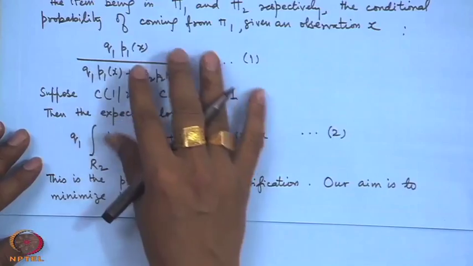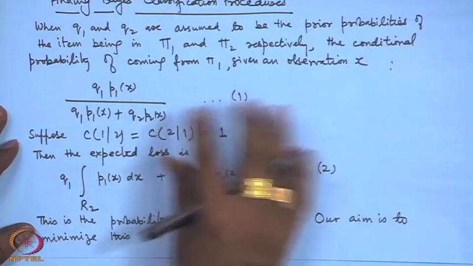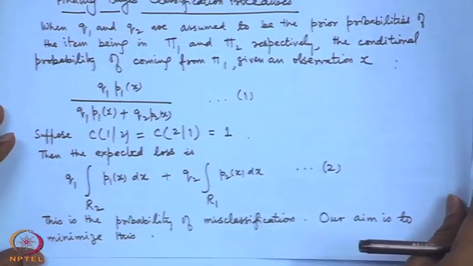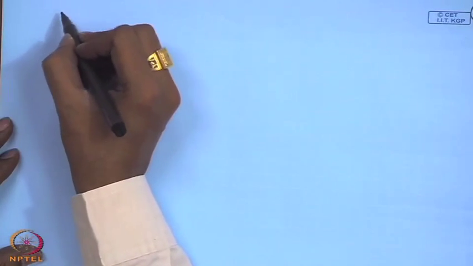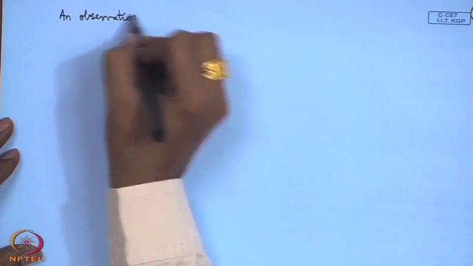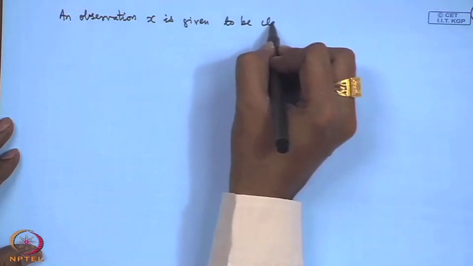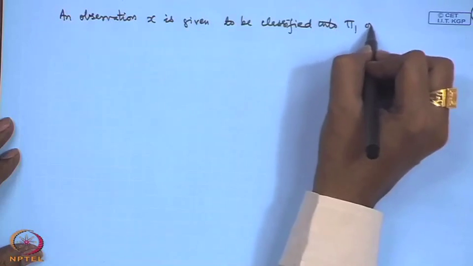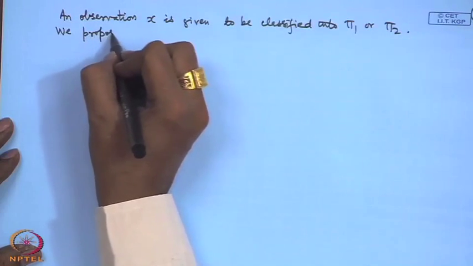Now, if you look at this, the conditional probability of coming from π1, and similarly the conditional probability of coming from π2, there it will become Q2 P2. So, if we compare that and take the higher one, then this can be considered as a reasonable classification rule. Okay? So, let us start with an observation x that is given, and we want to classify this into π1 or π2. We propose the following procedure.